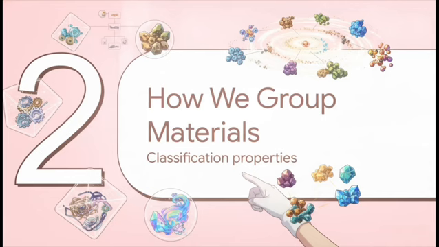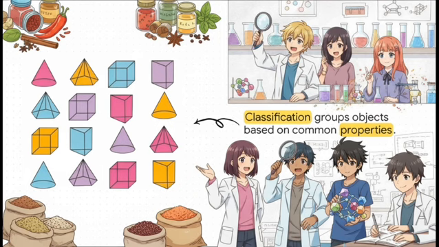Moving right along to Section 2, how we group materials based on their classification properties. So, to make sense of all this, we need a way to organize things. We call this classification, and we do it based on shared properties. It's exactly like walking into a grocery store. They keep all the spices in one aisle and all the grains in another, right? Well, we do the exact same thing with materials in science. We look for those common characteristics.